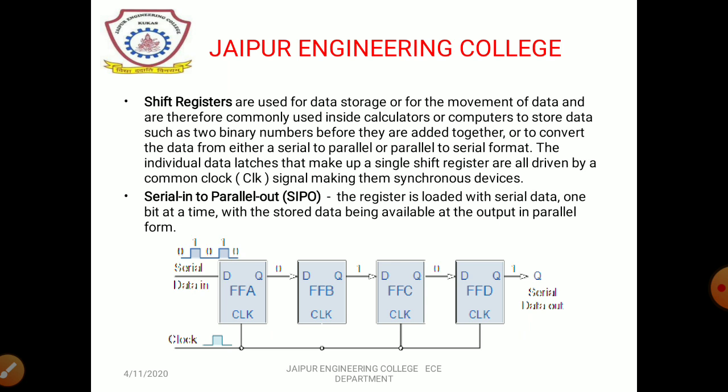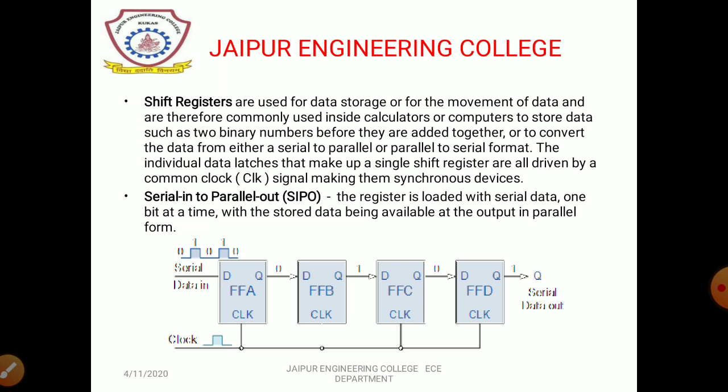which is differentiated by many types, such as 2-bit shift register, 3-bit shift register, 4-bit shift register. For this purpose, we mainly use flip-flops to store the data. Shift registers are used for data storage or for the movement of data and are therefore commonly used inside calculators, computers, or storage data. The data is in either serial to parallel or parallel to serial format.